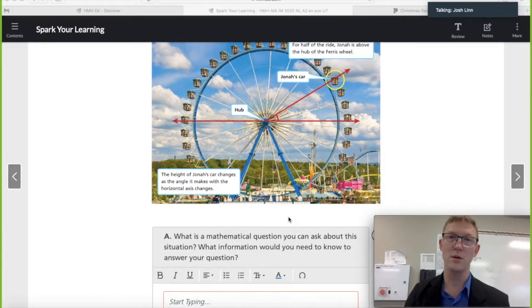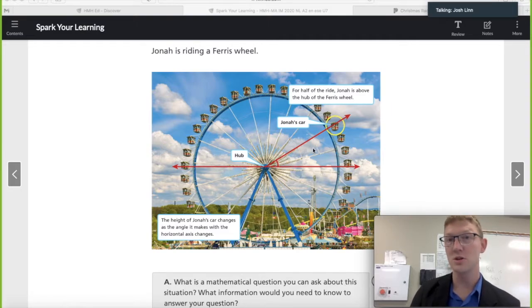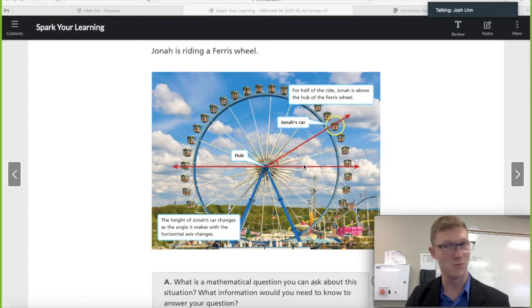So what mathematical questions can we ask? How fast is his height changing, or how is it changing? In order to do that, we would probably need some trigonometric functions. So we could essentially make a function that figures out his height from the ground based on this theta. We're not going to do that right now because we need to learn how to do it first, right? Let's go.